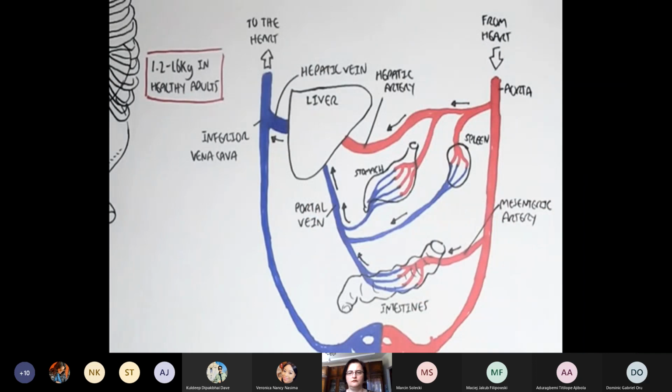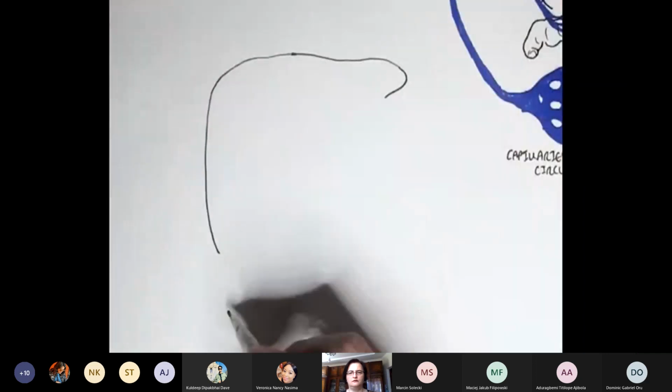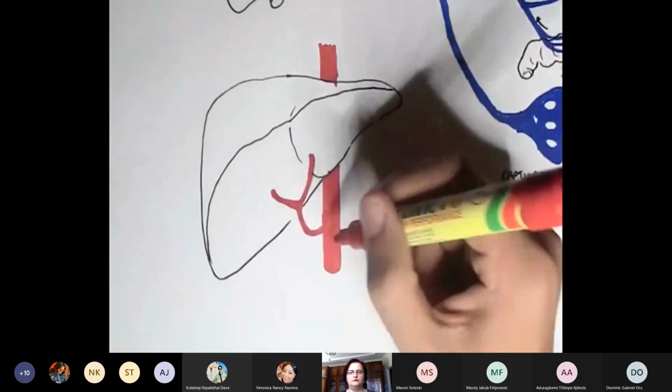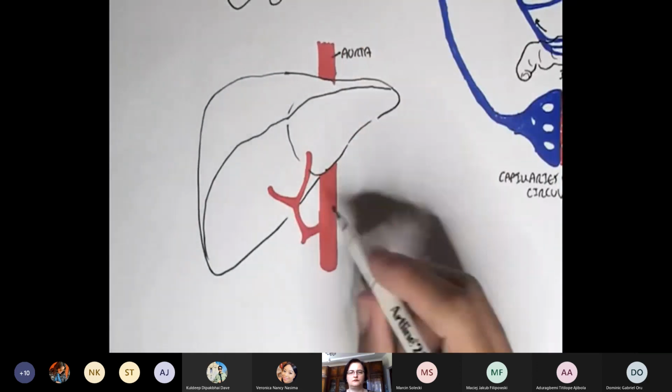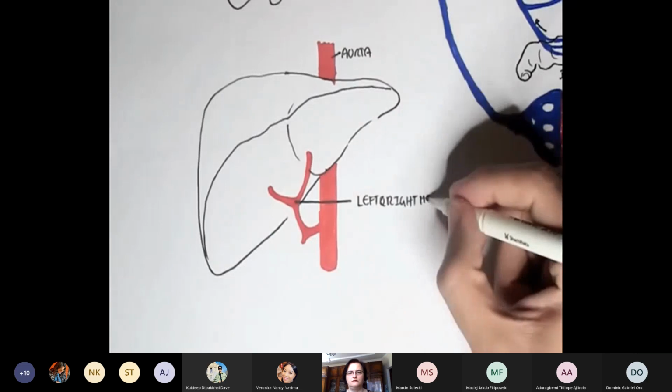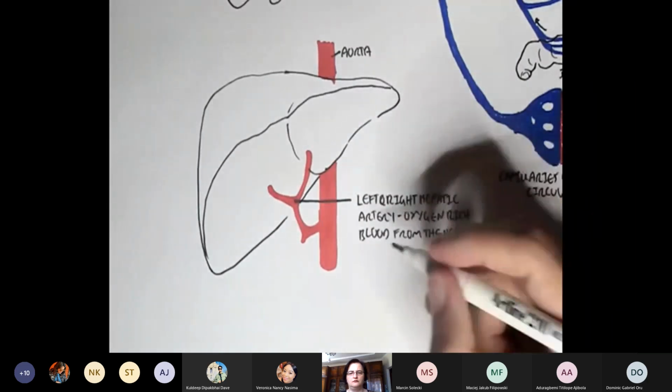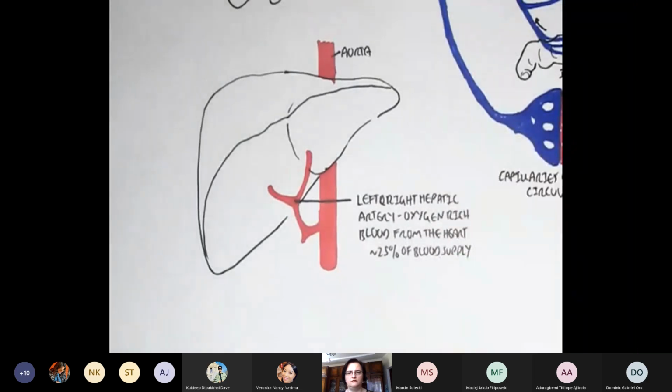So let's look at this diagram in a bit more complex detail by looking specifically at the liver. Here we have the liver. The aorta brings oxygenated blood to the liver through the left and right hepatic artery. Again, this is oxygen-rich blood from the heart. And this actually only supplies about 25% of the blood supply to the liver.